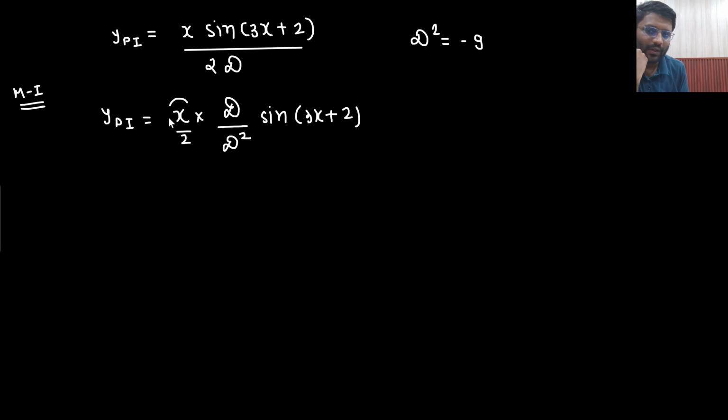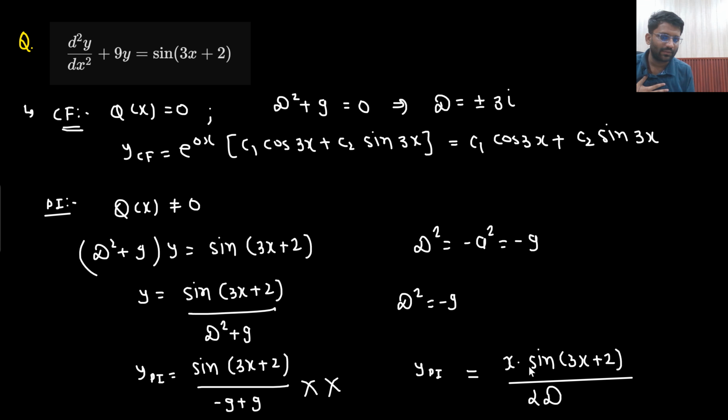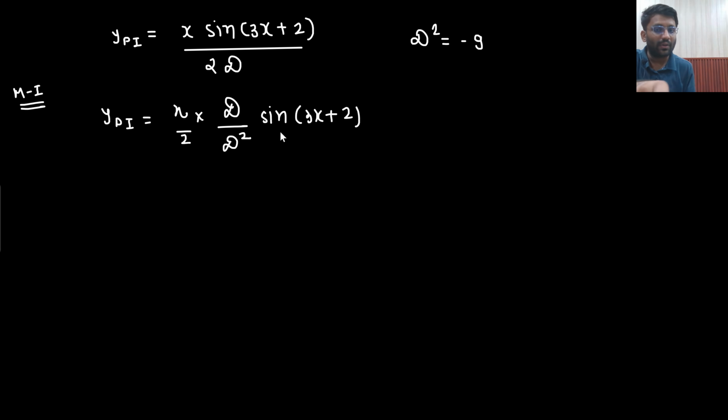Now someone would say, sir, why have you taken x here? Sir, 1 by 2 is constant, that is understandable, but ideally x should have been coming here, no? Actually, this x is multiplied from our side. What was your actual Q of x? Actual Q of x was nothing but sine 3x plus 2. So whatever operation of D will happen, that will happen only on Q of x. This x has been multiplied from our side, so that will be treated separately. Are you able to understand this point?